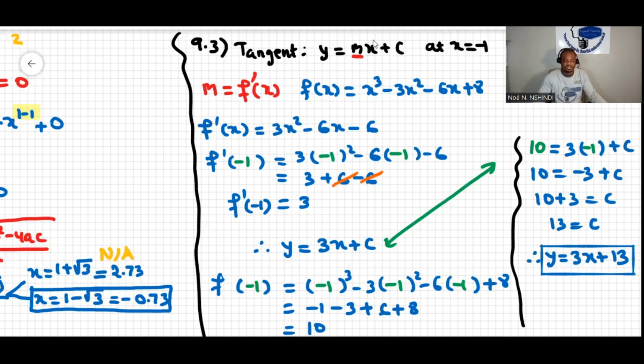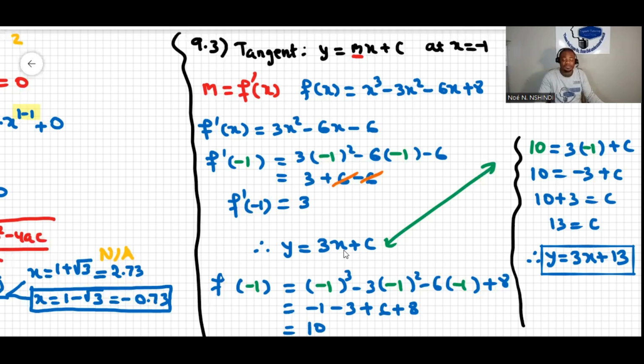Let me go over it again. m is the gradient of the tangent line, and the gradient of the tangent line is the derivative of the function f. So we have f of x here, and this was the derivative we calculated in 9.2, and it is at the specific point x equals negative 1. So I sub negative 1 into f prime of x to get the real value of the gradient, which is equal to 3. Now I sub the value of 3 into y equal to 3x plus c. I write it over here.